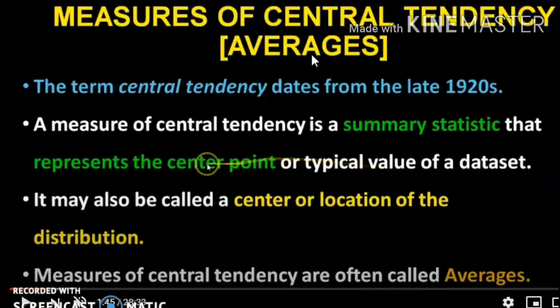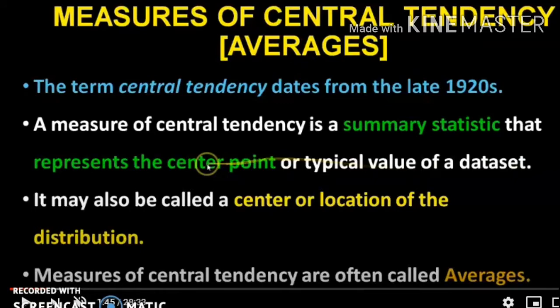The term central tendency dates from the late 1920s, and a measure of central tendency is a summary statistic that represents the center point or typical value of a data set. It may also be called the center or location of a distribution. Measures of central tendency are often called averages. So we are using these measures to find the middle value or the typical value of a figure.